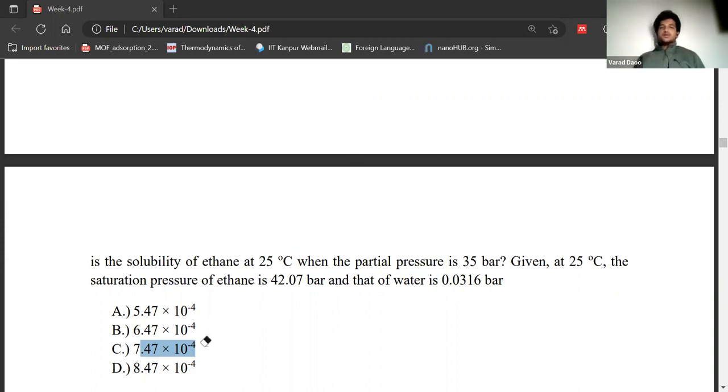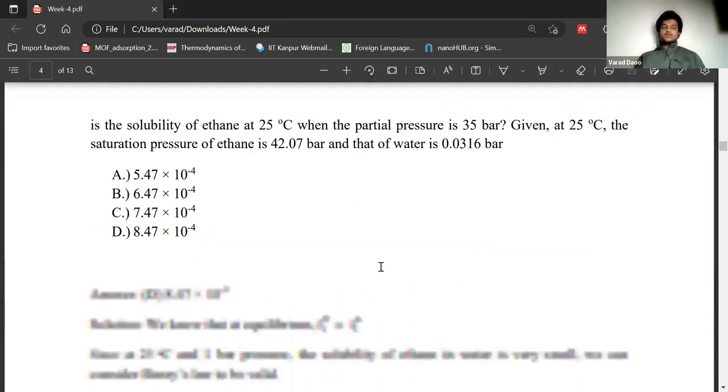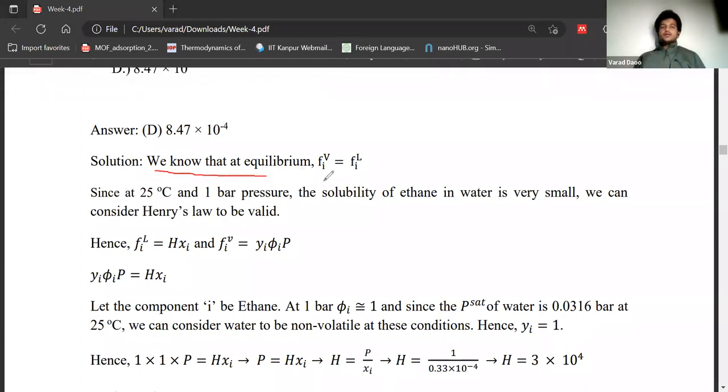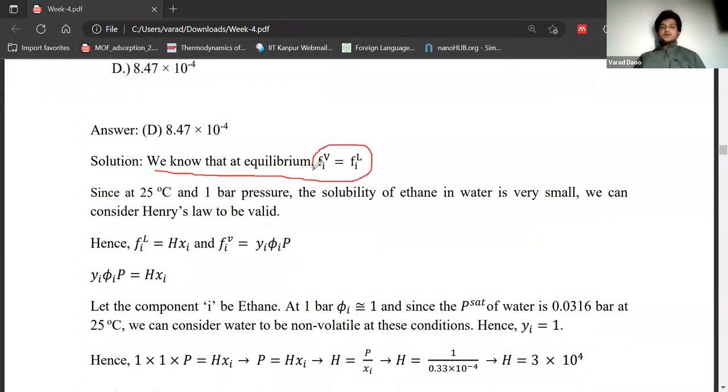This is a bit of a difficult question, so don't get disheartened if you're not able to solve it. I will share the solution with you. We know that for two phases to be in equilibrium, the fugacity of all the components in both the phases has to be equal. So fugacity of the ith component in vapor phase has to be equal to fugacity of the ith component in liquid phase. And the initial partial pressure was 1 bar.